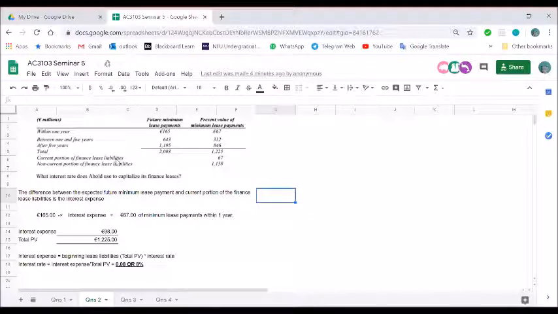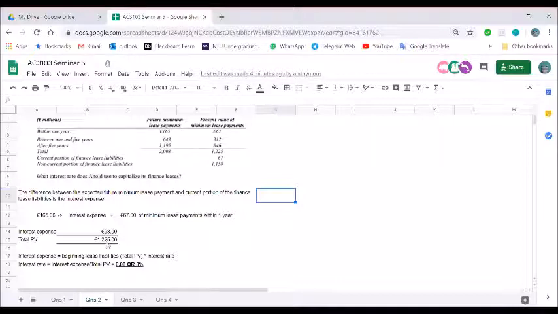Okay, so now I'll be going through question 2. What interest rate does Ahold use to capitalize its finance lease? So firstly, we have to find the interest expense in the first year, and that would be the difference between 165 and 67, which is the future minimum lease payment and present value of minimum lease payment respectively.